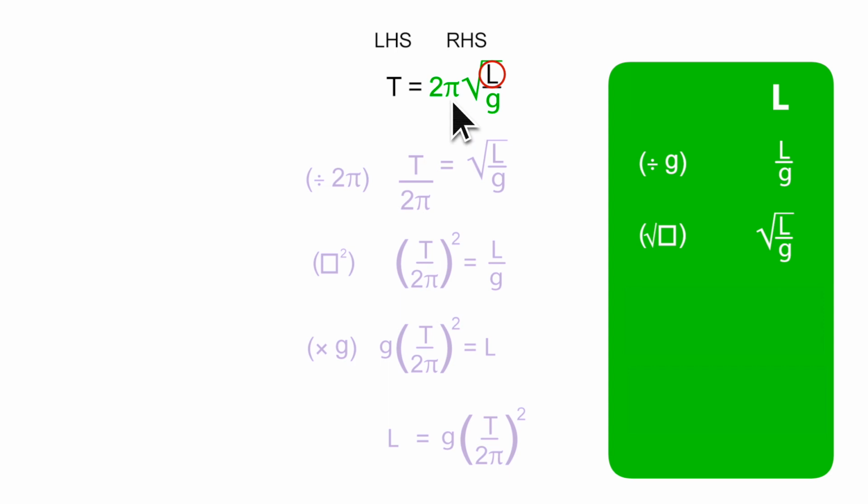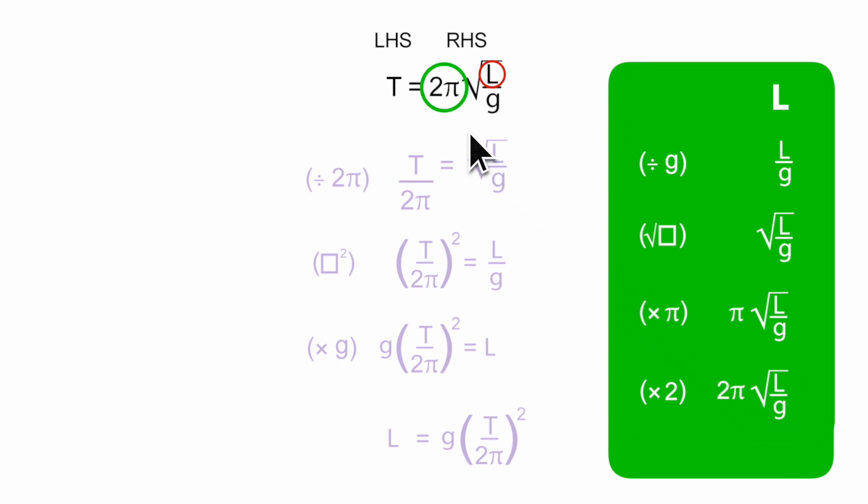Next, I'm going to multiply by π. So we have π multiplied by the square root of L over g. And finally, we're going to multiply by 2. So that's 2π multiplied by the square root of L over g. And there's how we've built up the expression on the right hand side of the formula, starting with L. Now I could have multiplied by 2π in one go and got rid of one of the steps, but let's keep it like it is. So there is our expression on the right hand side of the formula.